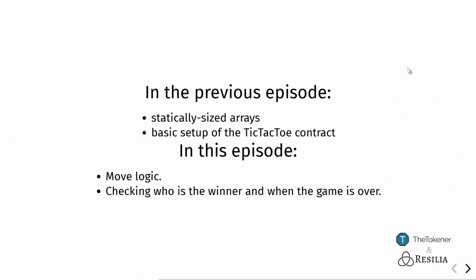In the previous episode, we created a basic setup of how this contract works and created a way to display the current state of this contract. However, most of the logic of actually placing a move, what shape is used for this, and checking if you are actually allowed to do this move has not yet been done. And also, we don't have a way yet to check if the game is currently won or possibly if it's a draw. So that's what we will be building in this episode.